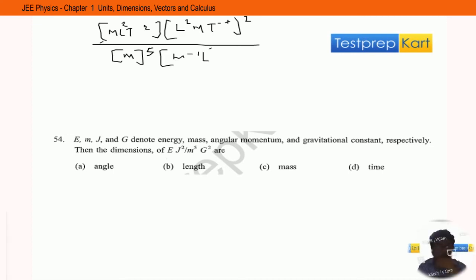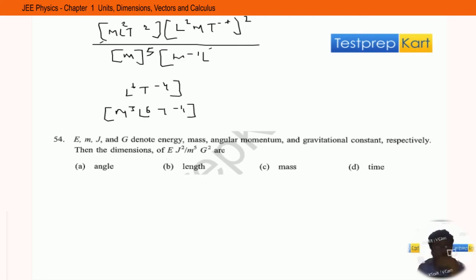L square and then L to the power 4 means L to the power 6, t to the power negative 2, and here is 1 into negative 2, t to the power negative 4. Now m to the power 3, L to the power 6 and t to the power negative 4. Got my point?